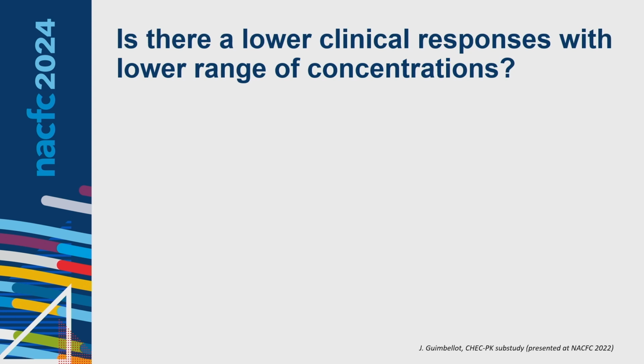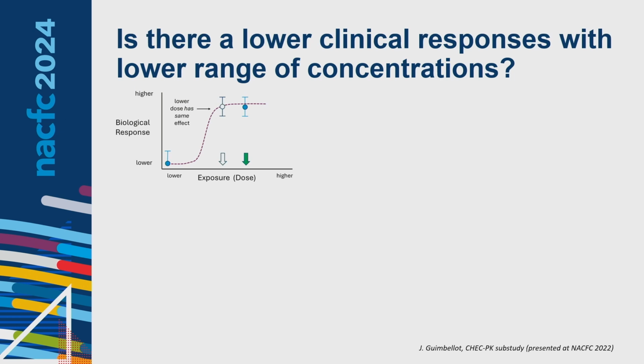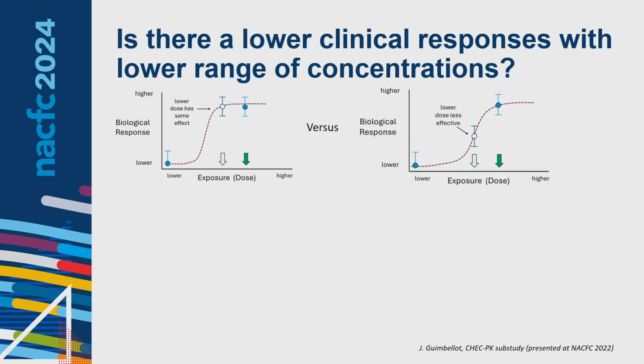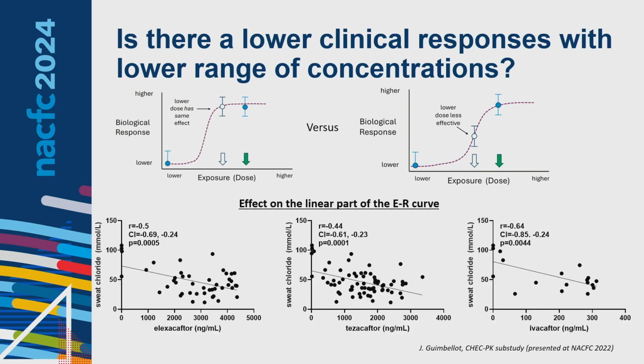So that brings up a question: are there lower clinical responses with lower ranges of concentrations? We do know that there is a relationship between the exposure and response, but in the real world, it's not always exactly the same or as clean as what we might think in the clinical trials. And so we're looking at two different options, which are shown here. That would mean that if we slide along that flat part of the curve, we should see no relationship between the concentration and the biological response on that level, but we might see a relationship if you're moving on to the lower part of that exposure response curve. And that's exactly what we actually see.